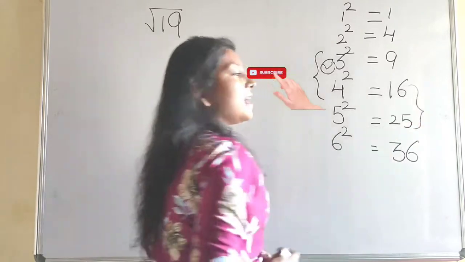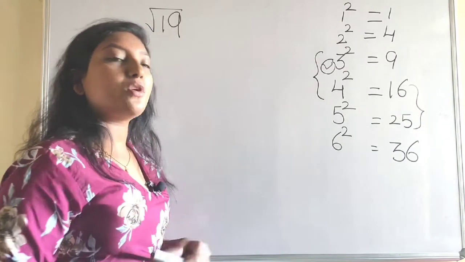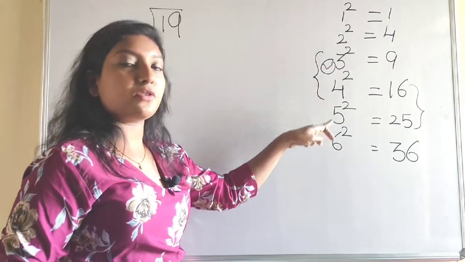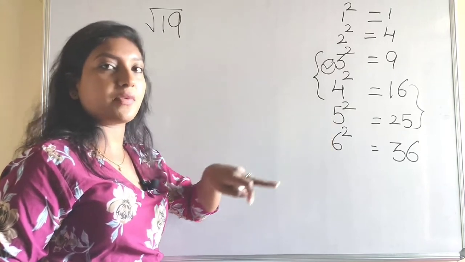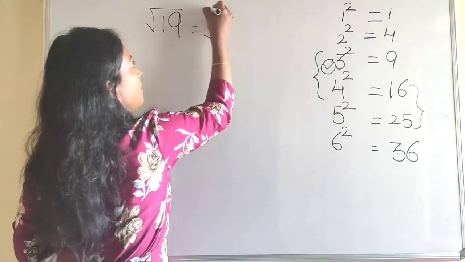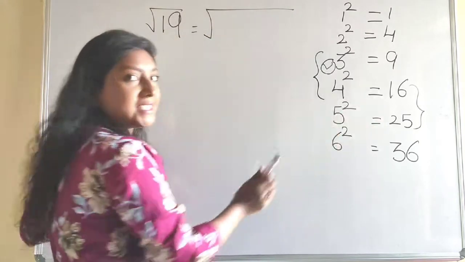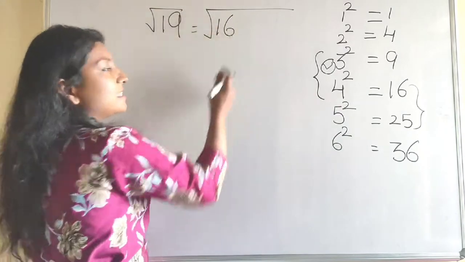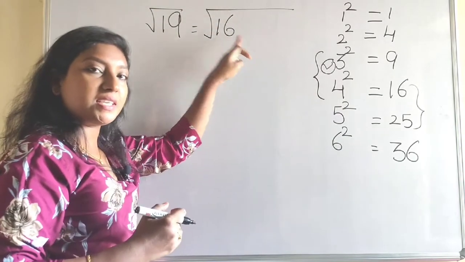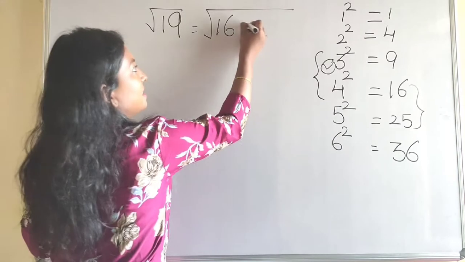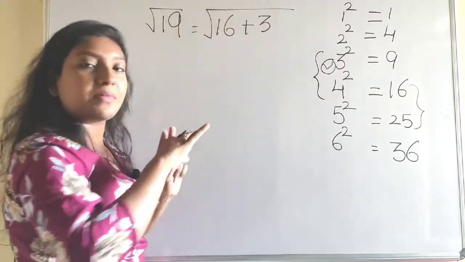So you can write 19 in terms of 4 square or 5 square. So now I am writing in terms of 4 square. What is the 4 square value? That is 16. So take 16 and still how much we have to add to 16 to become 19? 3. 16 plus 3, yes, the first step, that is done.